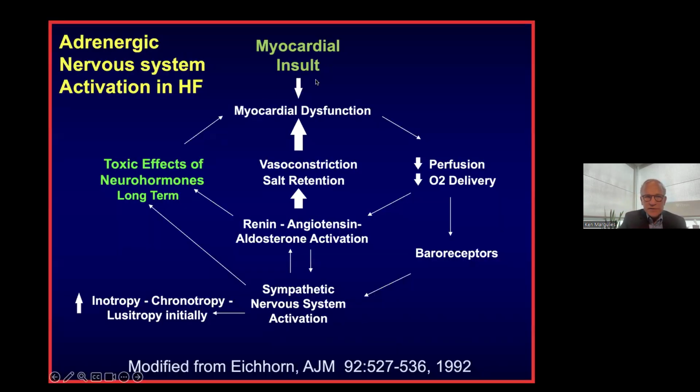The adrenergic nervous system is similar in its many different actions, right? Just to take you through one of these cycles, you begin with a myocardial insult at the top. You may get some myocardial dysfunction that results in some decreased perfusion and maybe reduced oxygen delivery, but especially less loading of baroreceptors, which is a primary trigger for sympathetic nervous system activation. Or you could have activation via the renin-angiotensin system, as I just showed. This in turn will have a variety of consequences that the sympathetic nervous system mediates. Changes in inotropy and chronotropy, and even relaxation.